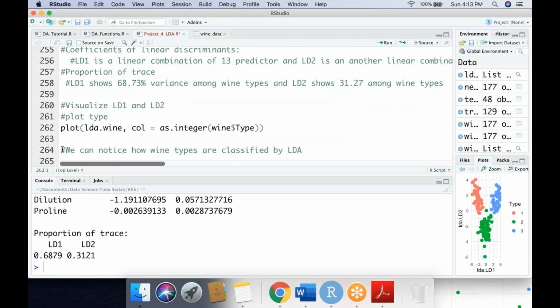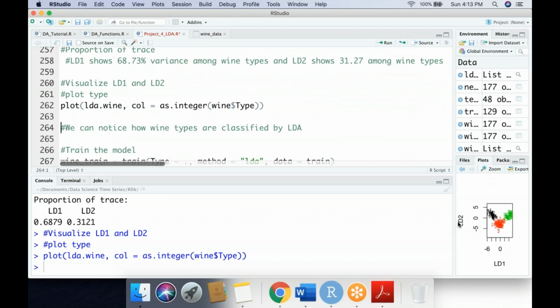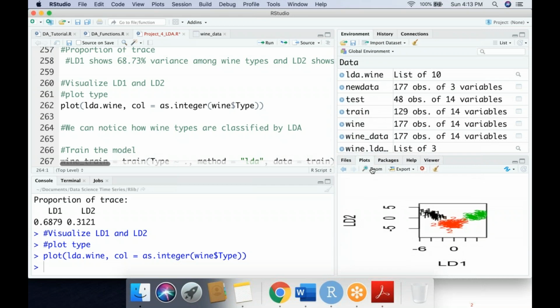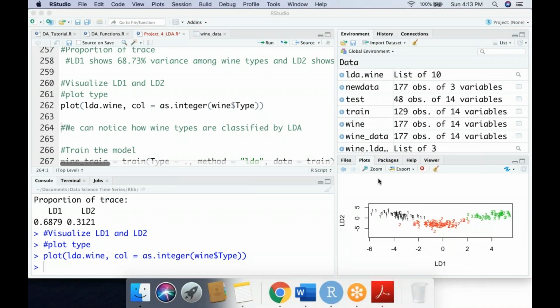If we try to visualize the plot, it actually shows how the training data is basically separating the various types, which can actually help us in classifying these wines.